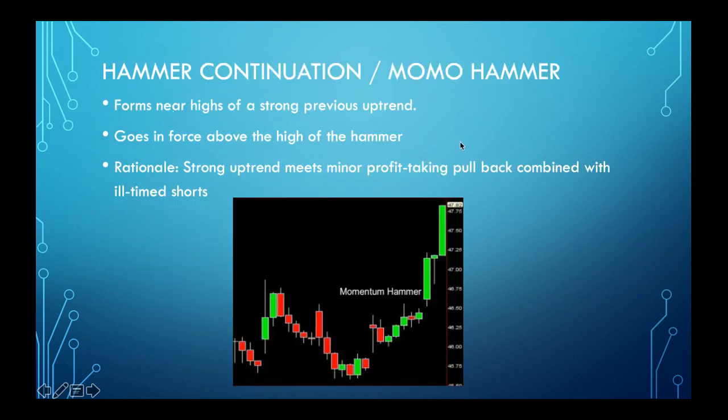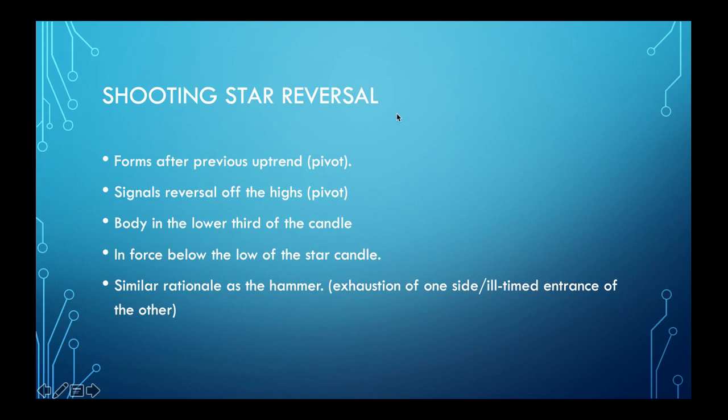But let's talk about hammer continuation, which is sort of the same deal, but instead of a reversal, price continues. So this is a momentum hammer. It forms near the highs of a previous strong uptrend. We see that there, and it goes in force above the high of the hammer. The rationale is a strong uptrend meets a minor profit-taking pullback combined with ill-timed shorts. That's what you see here, the pullback in the wick. Anytime we see these types of wicks, we're seeing a combination of exhaustion and ill-timed entries. That's the rationale behind these signals, whether it's the hammer reversal, the momentum hammer, or the shooting star reversal. That's what makes them work.